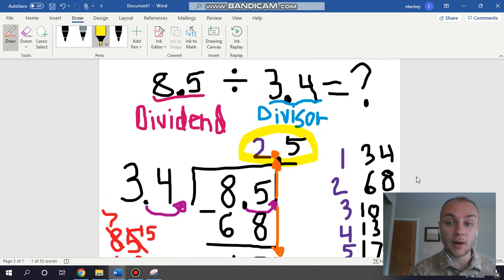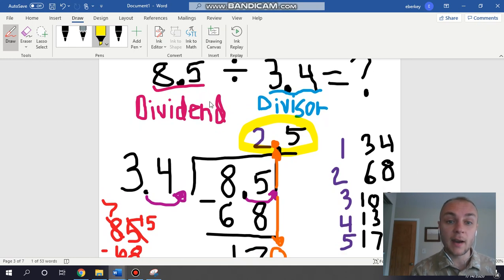When you are setting up your problems, I highly recommend writing the dividend as your first number, remembering it goes inside of the house. The divisor is the second number, goes outside of the house. You need to make sure that your divisor always has the decimal point at its far right. Sometimes your dividend will have a decimal point in the middle, okay? Your decimal point needs to come up where you have it moved to, okay?